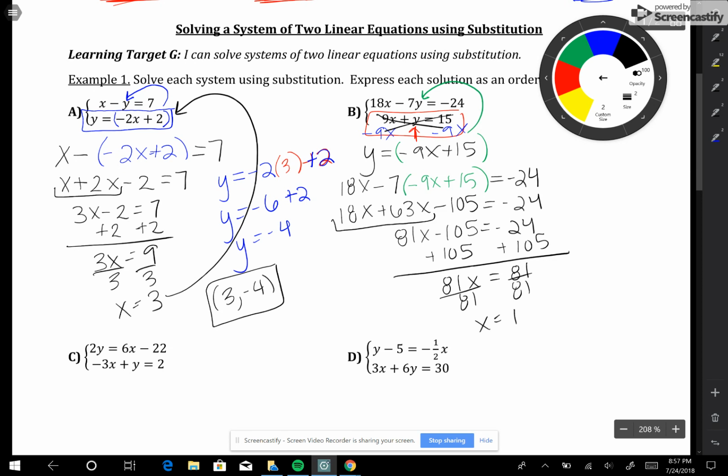Now I know what x is, and I can plug that into my equation that says y equals, in for x. So y equals negative 9 times 1 plus 15. So that is negative 9 plus 15, which is equivalent to saying 15 minus 9, and that is 6. x equals 1, y equals 6. Your solution is the point 1, 6.